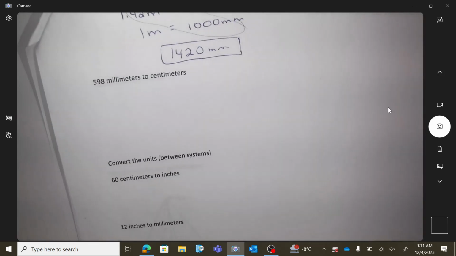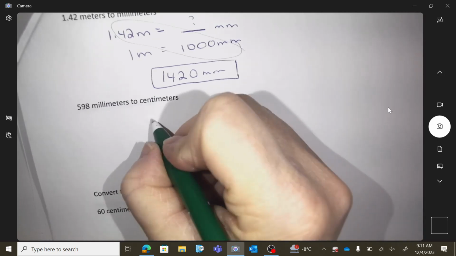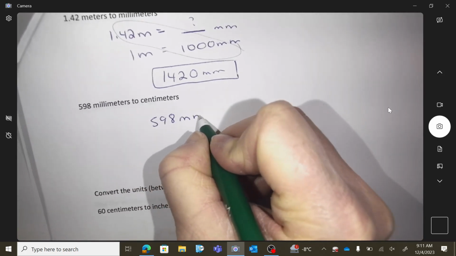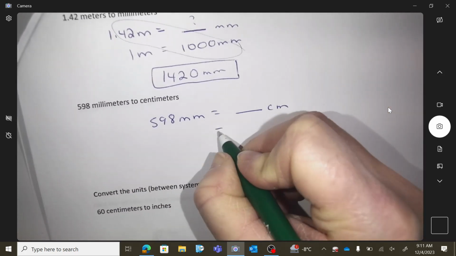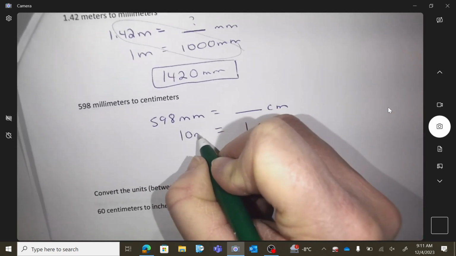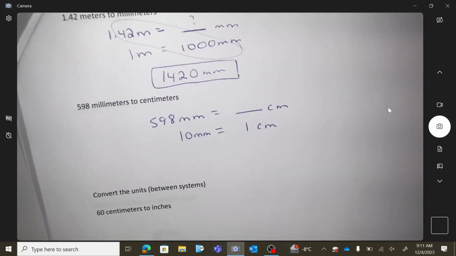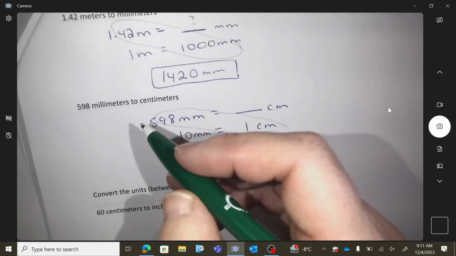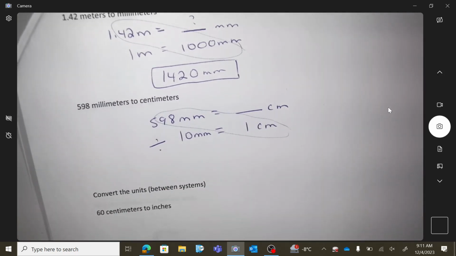Okay, last one. Millimeters to centimeters. So this conversion should be a division typed one.